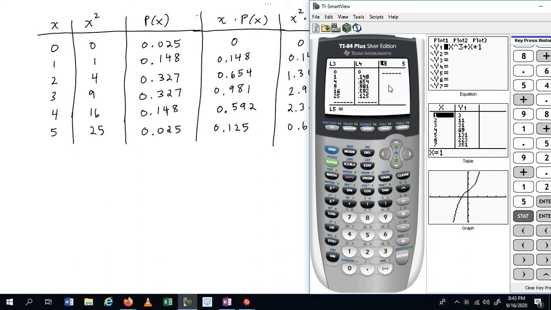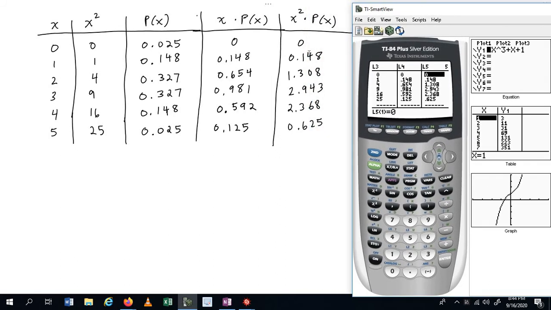And so I'm going to scroll up to L5, so you can see my cursor is up there at L5. And then L5 is going to be equal to L3 times L2. Okay, so L3 is right here. You have to use the second button, times L2, which is right here. Again, you have to use the second button. And then press enter, and you can see that it fills in those numbers.